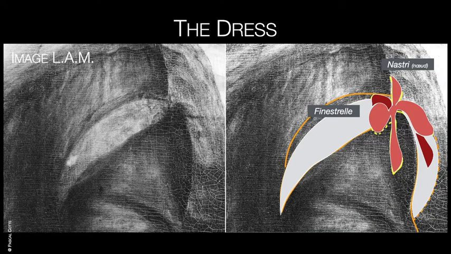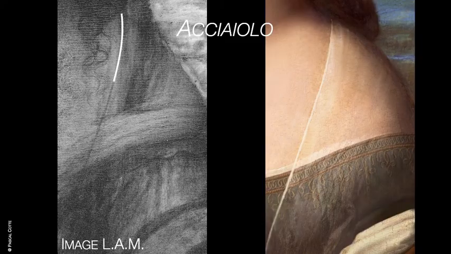The L.A.M images also allow us to find the clothing attributes of the Florentine bourgeoisie in 1503. Here, the finestrelles and nastri. Here, the acciaiolo, a Tuscan term, was a veil over the shoulder to soften the neckline. In this picture, these wonderful interlaces that originally went up the shoulder.